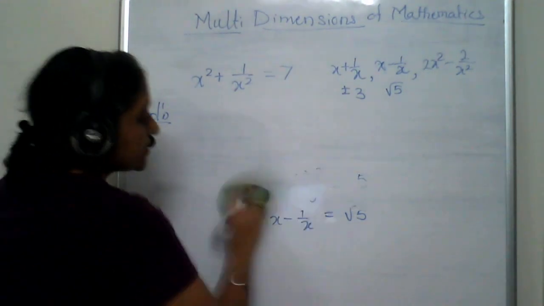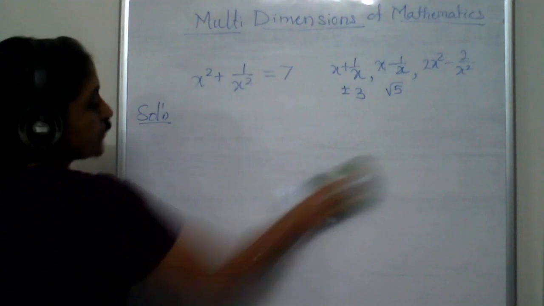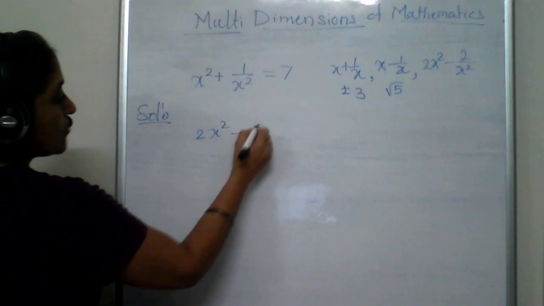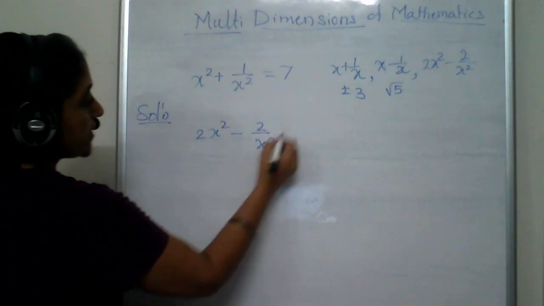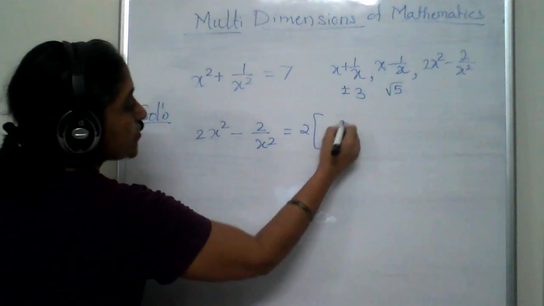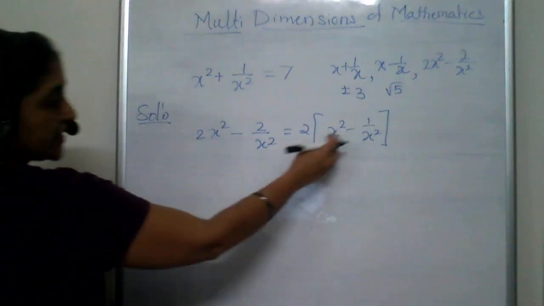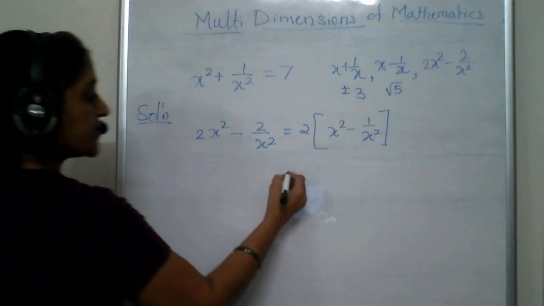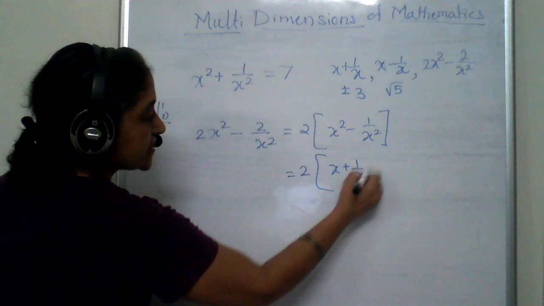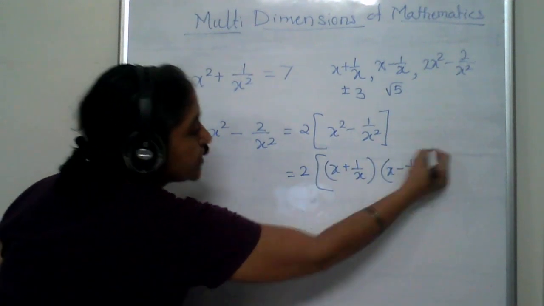is 2x square minus 2 by x square. Now look, it's given that 2x square minus 2 upon x square. This also can be written as 2 can be taken common and x square minus 1 upon x square we can write. But what is this again? A square minus b square. You can write it as 2 into bracket x plus 1 upon x, that is a plus b into a minus b.